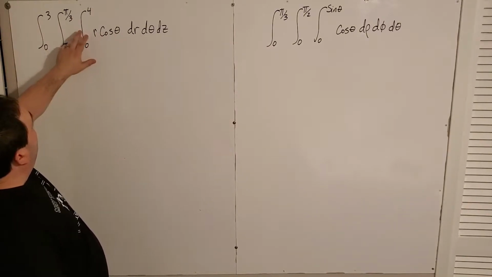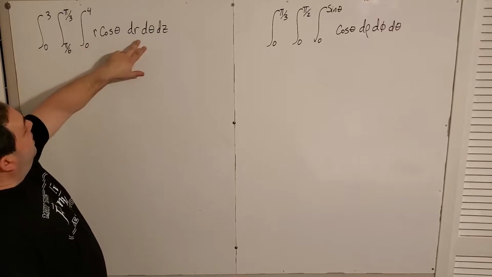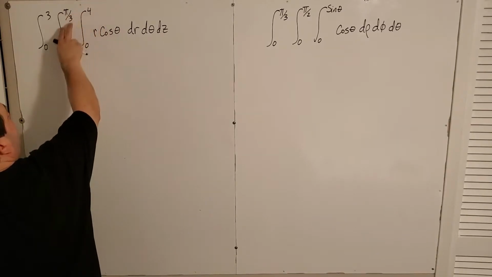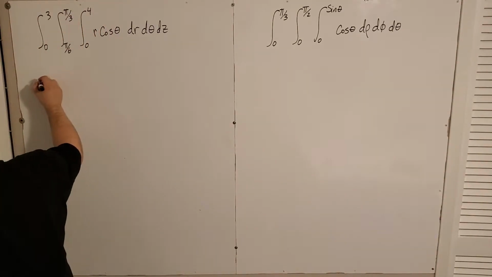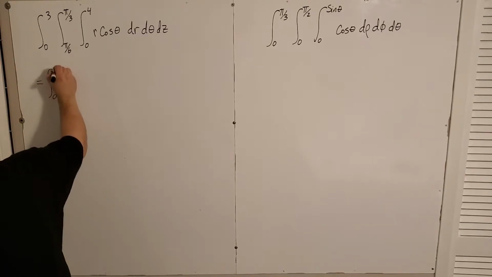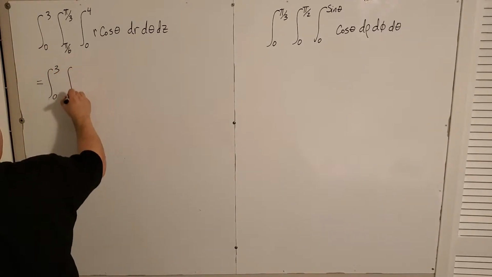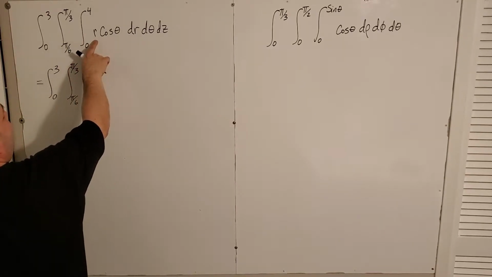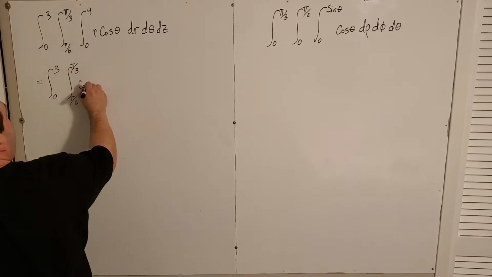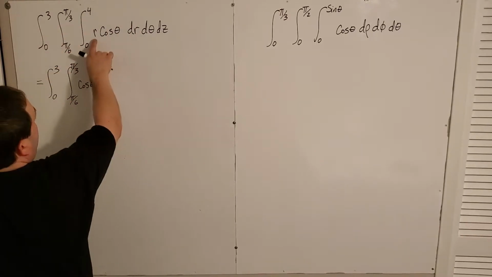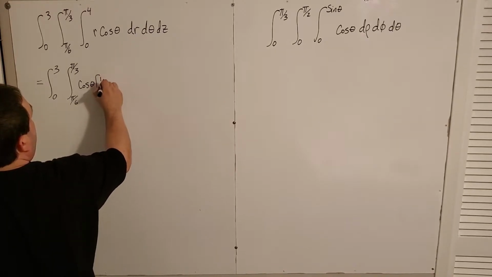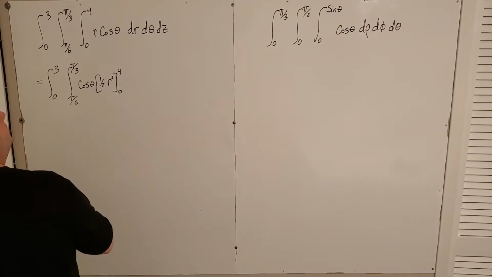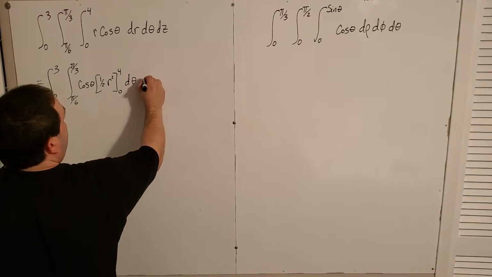So this first integral is dr. R is the only thing that corresponds to that. The cosine theta is constant. I can think of that as just coming out right here. So I've got integral from 0 to 3, integral from pi over 6 to pi over 3, and then the antiderivative of just r dr, right? The cosine theta just pulls out, and the antiderivative of r dr is 1/2 r squared. And that's going from 0 to 4. And then I still have d theta dz.